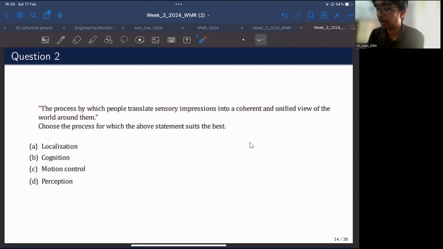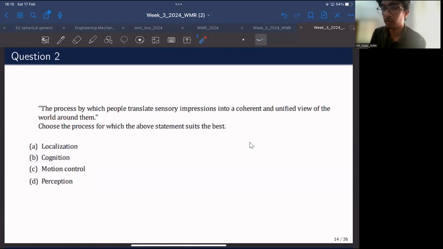Like for a mobile robot, in the earlier slides, we have discussed the subsystems of a mobile robot, or rather an autonomous mobile robot. So these are the subsystems that come under an autonomous mobile robot. And which of these options is a better fit for the statement that we have just read, right?